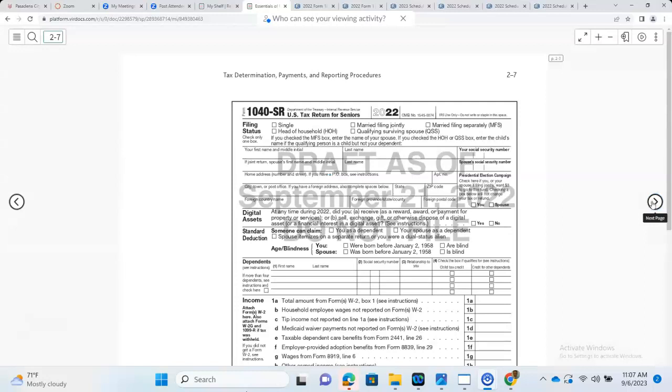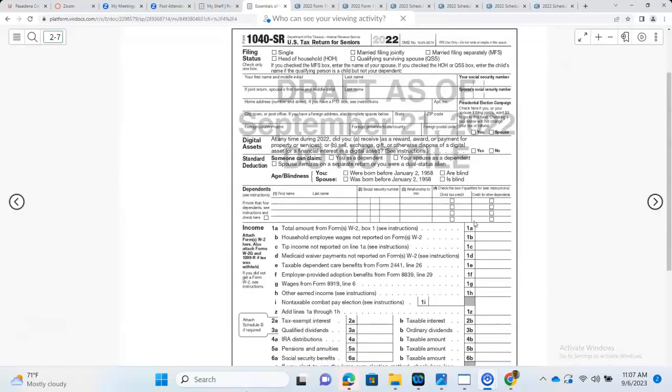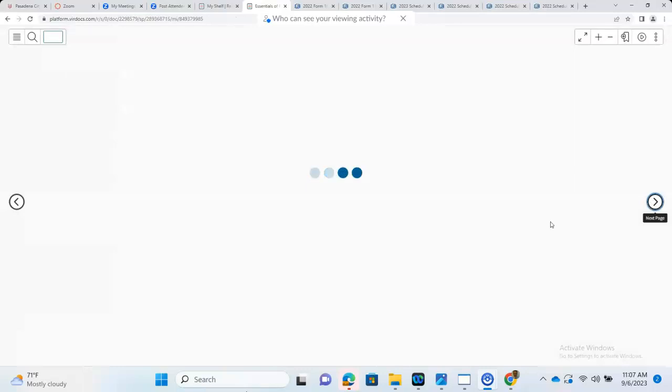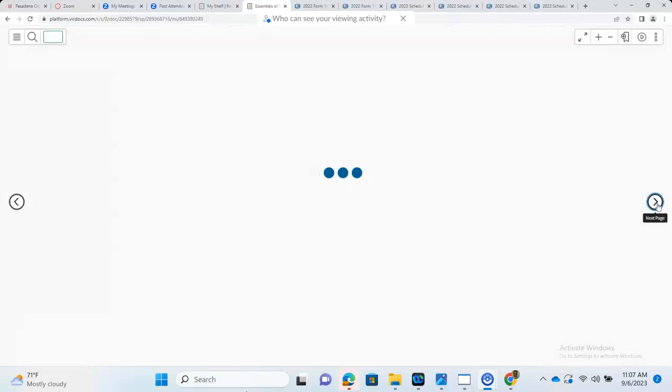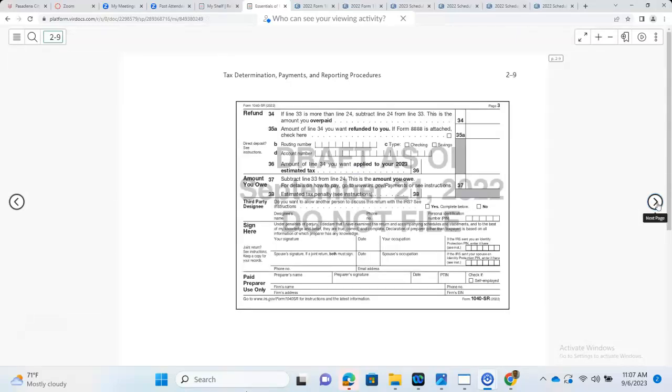This is 1040-SR for seniors. If the taxpayer is a senior citizen, the software will automatically use this. Other than that, it will use 1040. Okay, let's move on a little bit more in the chapter.